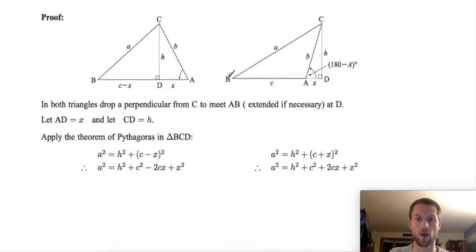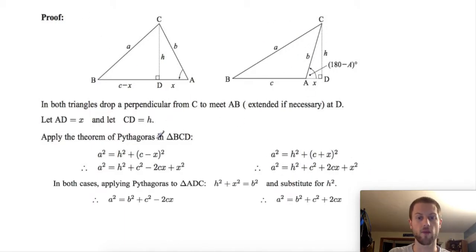This is what I did before, and for this BCD over here. And once I figure out the Pythagorean theorem in terms of a's and h's and c's and x's, I come out with this. And for this obtuse triangle, I come out with this. Taking that a step further, now if I look at the other right triangle in both cases, I have this right triangle here for ACD, and I have this right triangle here for ACD. I can rewrite this as x squared plus h squared equals b squared, or x squared plus h squared equals b squared. So that's the same for both of them.